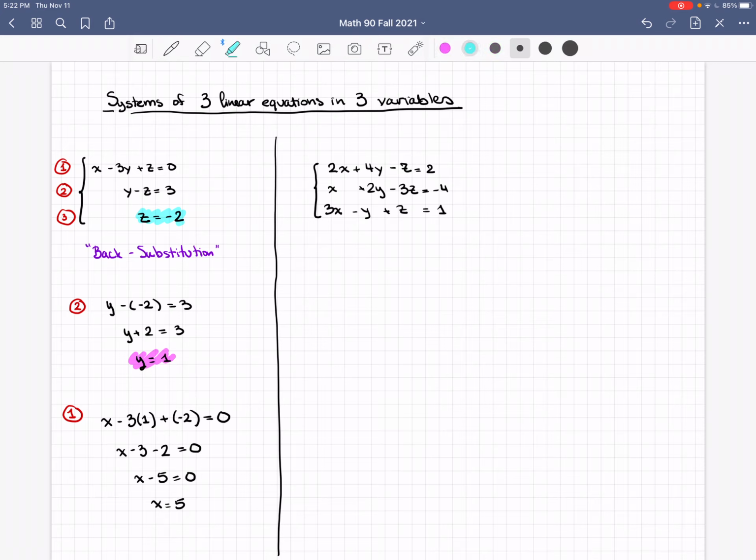So now I have values for all 3 of my variables, and I write my solution much the same way that I wrote my solution for 2x2 systems as an ordered pair. Here it'll be an ordered triple. So the value of x, the value of y, and the value of z.